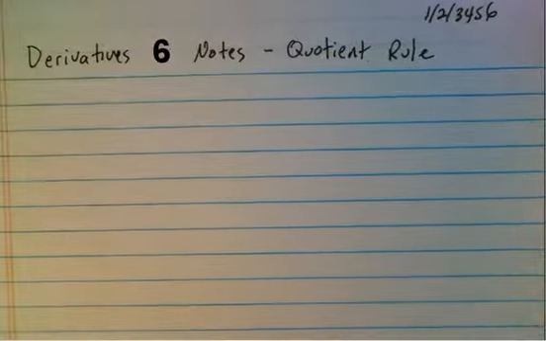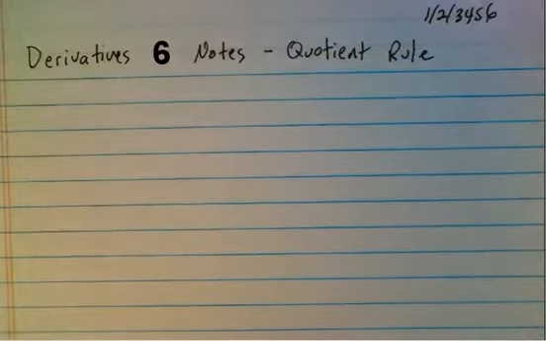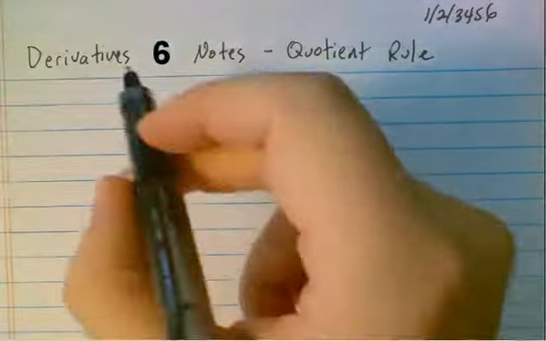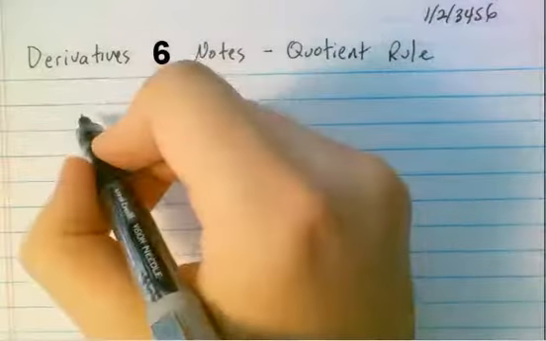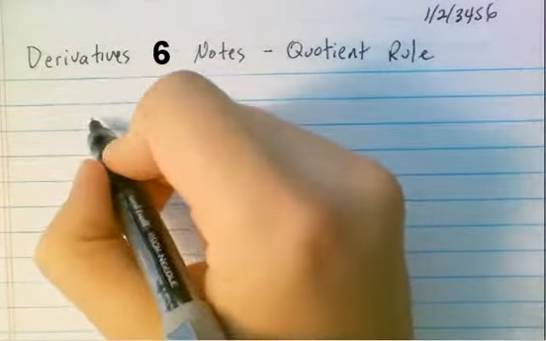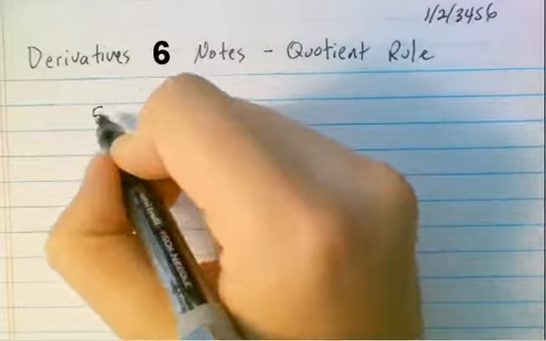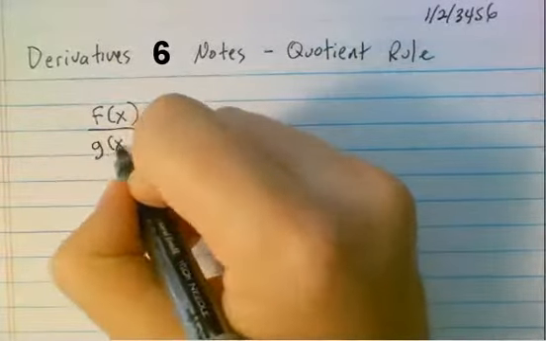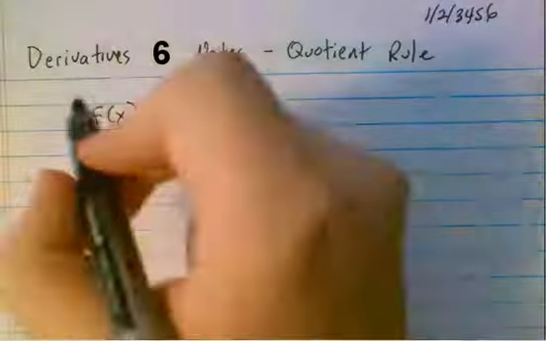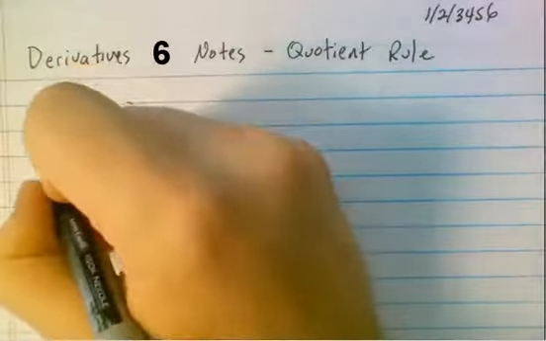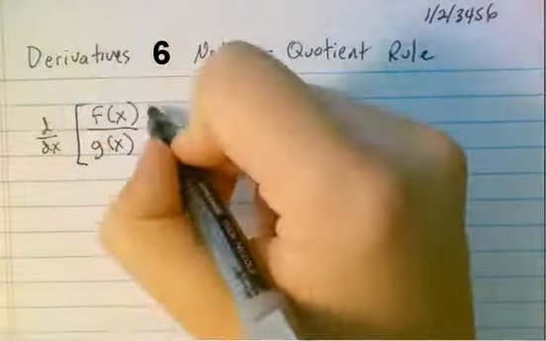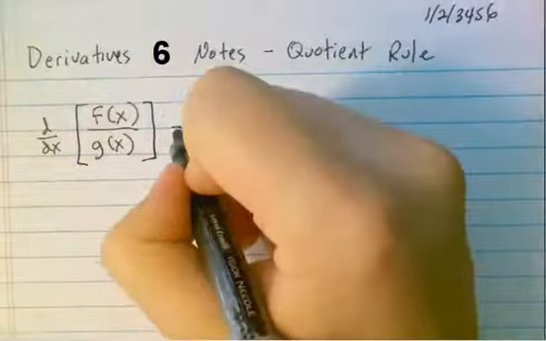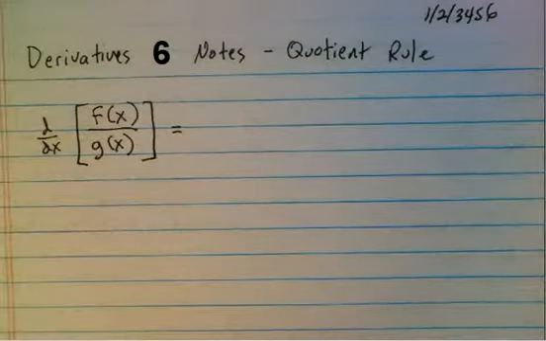So the quotient rule has a lot of similarities to the product rule that we looked at yesterday, but quotient means division, so instead of talking about multiplication, we're going to talk about division. Basically, we have some situation where we've got some function f of x divided by some other function g of x, and we're taking the derivative of that and figuring out what it equals.